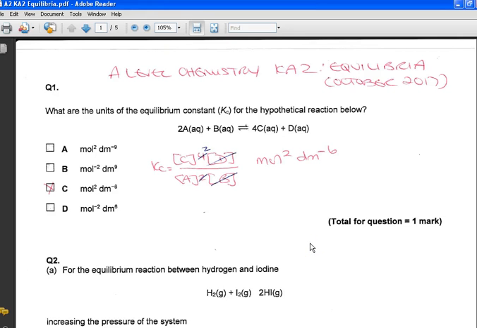Question 1, units of the equilibrium constant. Obviously, the best thing is to just scribble it out. It's got squared on the bottom times 1 to the power 4 on the top times 1, so we can sort of cancel them out. We end up with 2 on the top, so it's going to be moles squared dm minus 6.